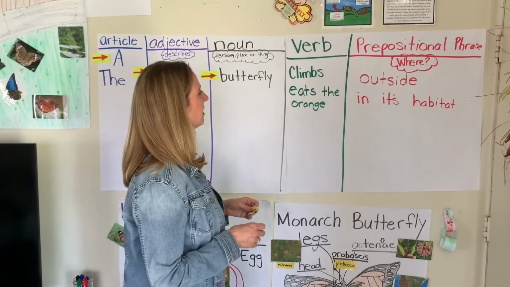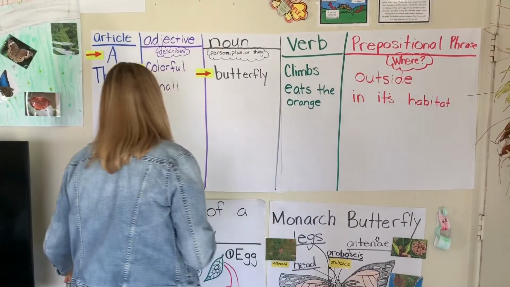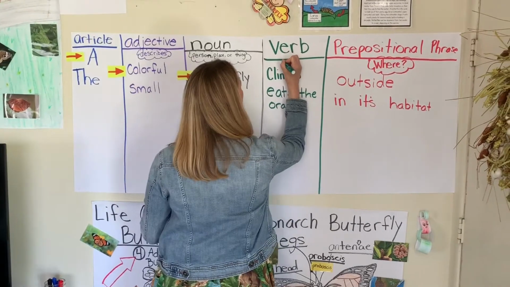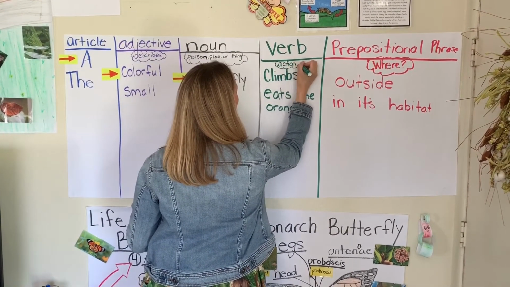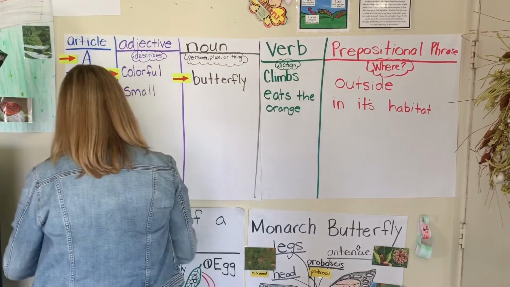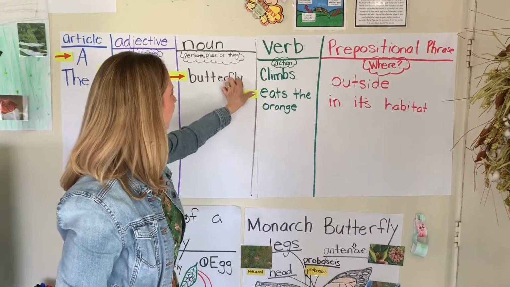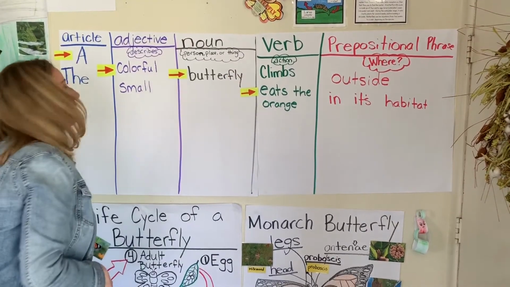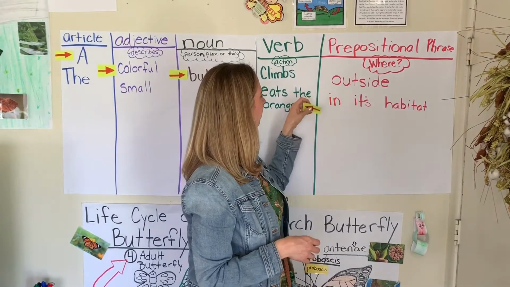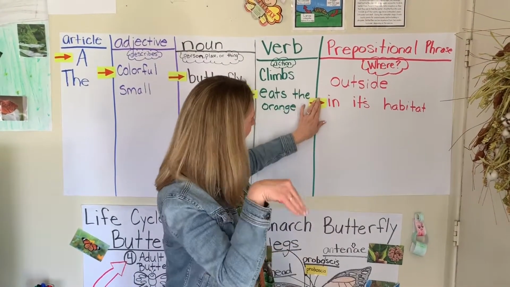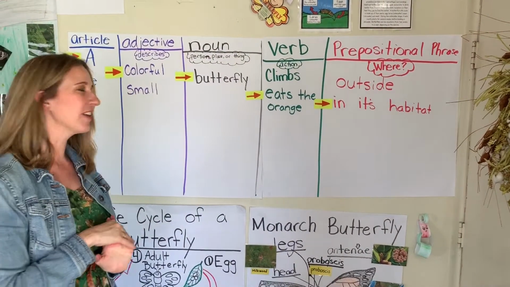I think for this verb or the action word, let me write action. It's whatever they're doing. Okay, action. I think I'm gonna choose eats the orange. And then for the prepositional phrase, I'm gonna choose in its habitat because that's where it is. It's in its habitat. Okay, now let's sing the song.